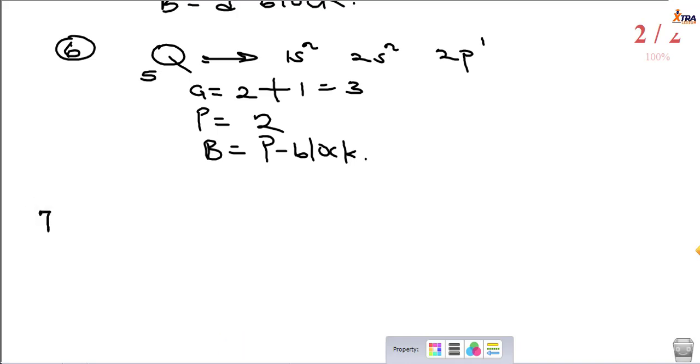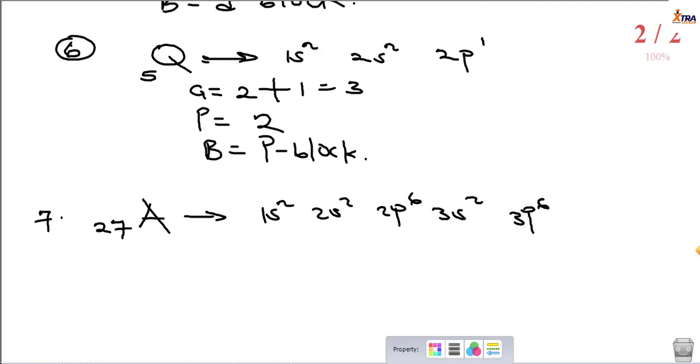Let's add one more. So the atomic number of the atom here, let's say A, is 27. How do we take the electronic configuration here? This is 1s2, 2s2, 2p6, 3s2, 3p6, 3d7, and 4s2. So you would understand what we did on electronic configuration. Please go back to our video on electronic configuration and atomic structure to understand this.